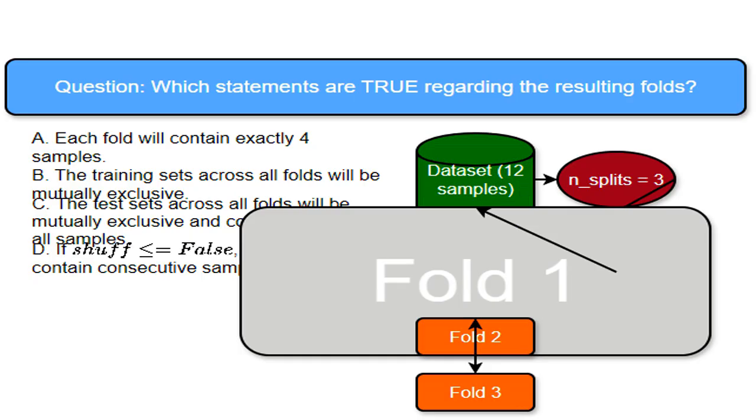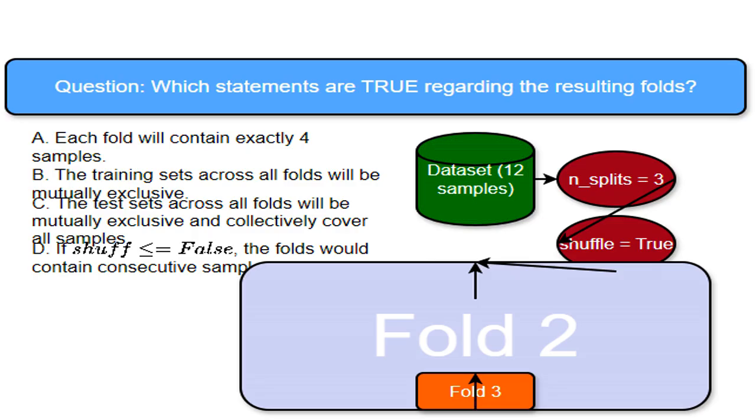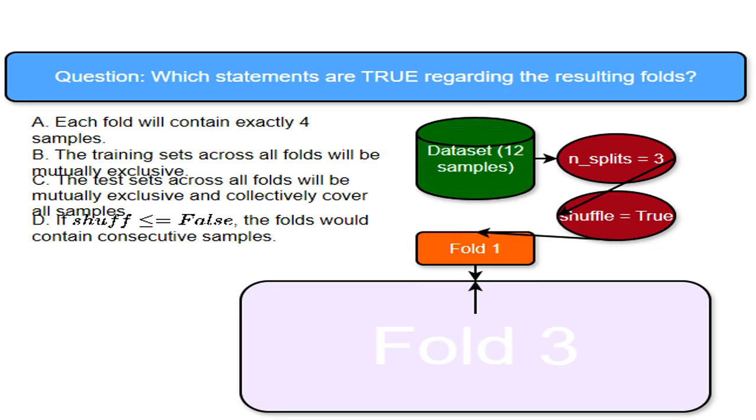One of the 3 folds created by the KFold process. The data in this fold is used once as a testing set and twice as a training set. Similar to fold 1. This is a second fold. The data here is used once as a testing set and twice as a training set. The final fold. Its data is also used once for testing and twice for training.